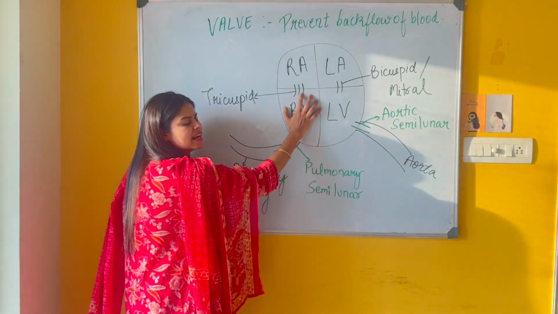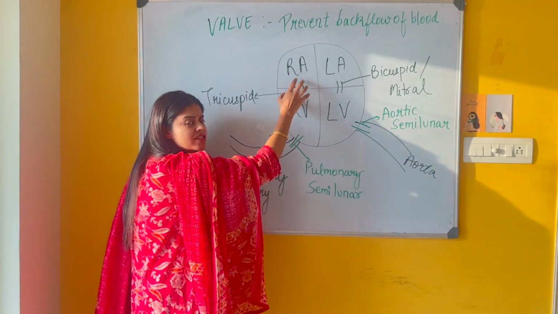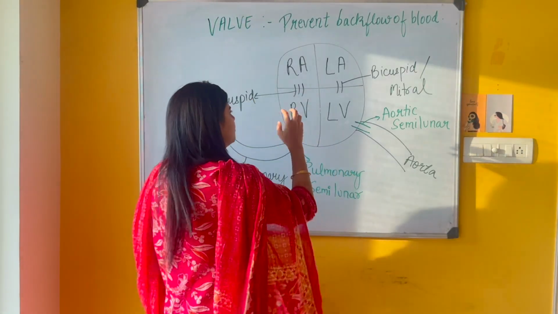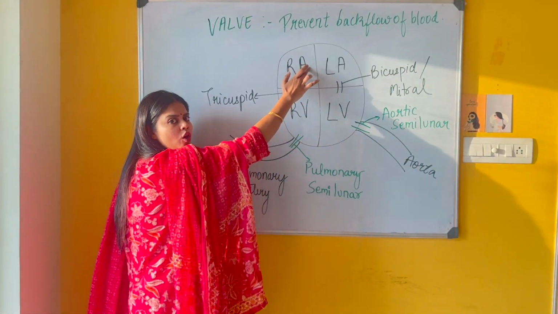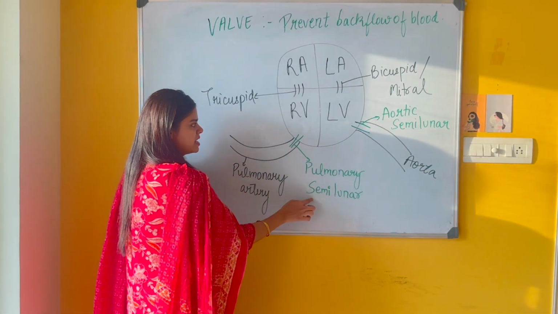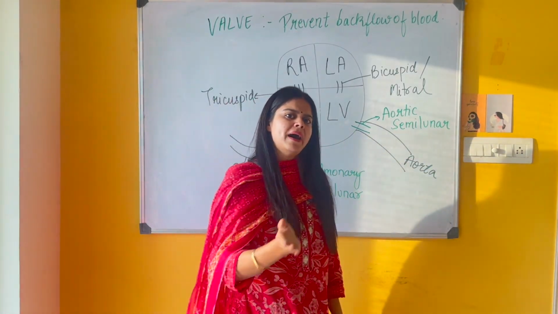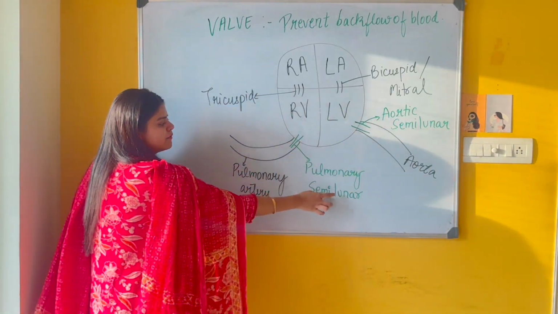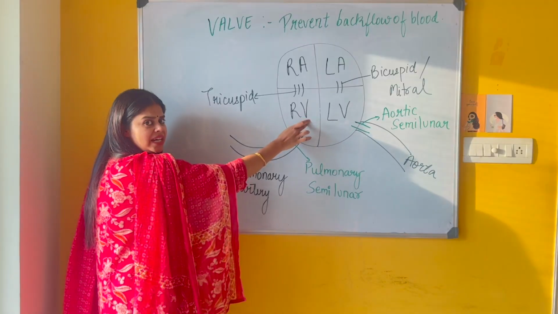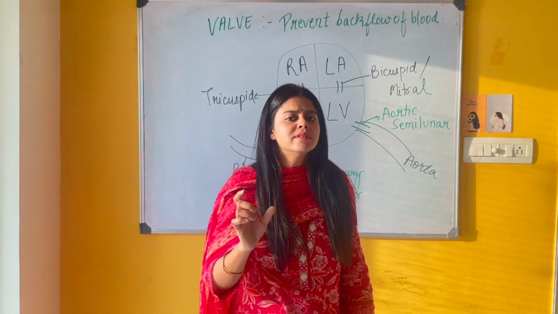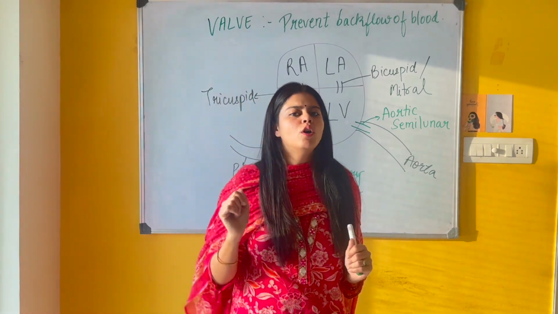Once the blood is in the right ventricle, this gate-like structure will close to prevent the backflow of the blood from right ventricle to right auricle. Similarly, aortic semilunar and pulmonary semilunar also prevent the backflow of the blood from aorta to left ventricle, and from pulmonary artery to right ventricle. So the major function of all these valves is to prevent backflow of the blood.